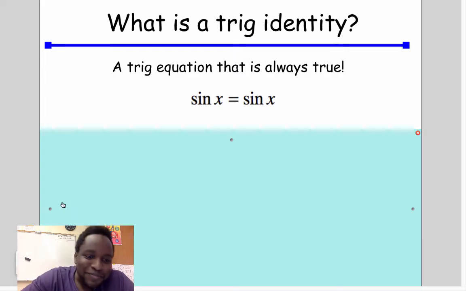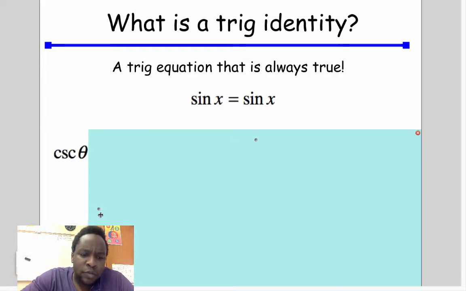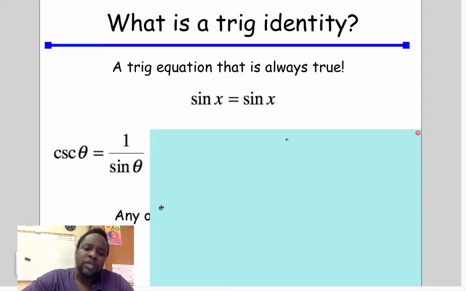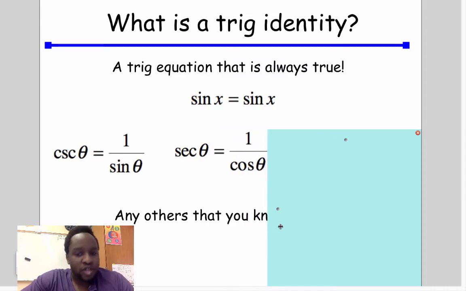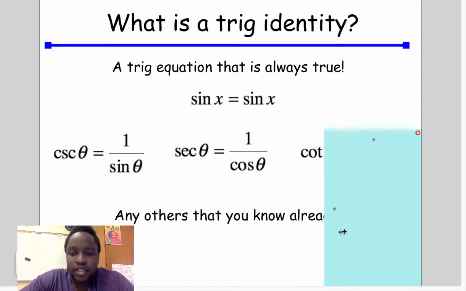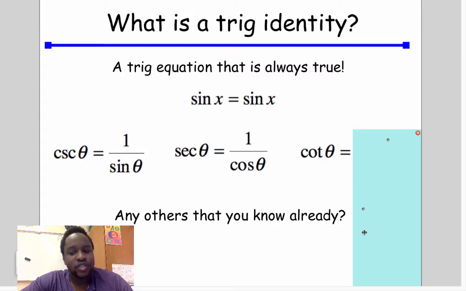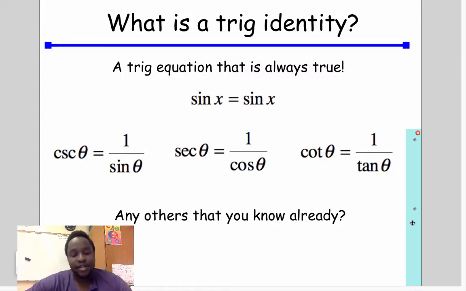Well, a lot more. The first ones that you can probably recognize is that cosecant theta is equal to 1 over sine theta. Another one is secant theta is equal to 1 over cosine theta. And cotangent theta is equal to 1 over tangent theta. And there's probably a few others that you already know that we're about to go over as well.